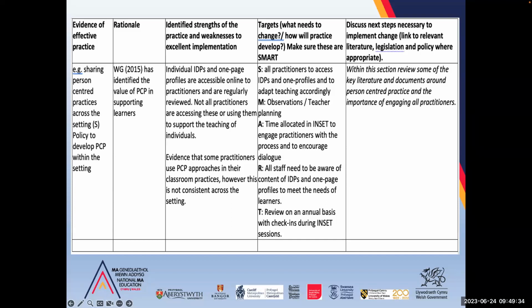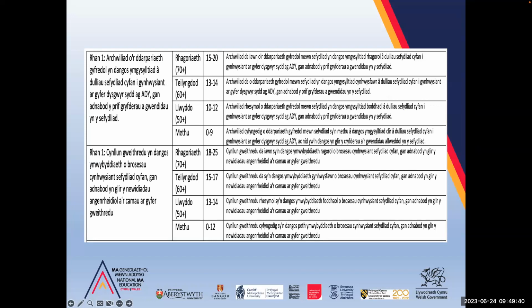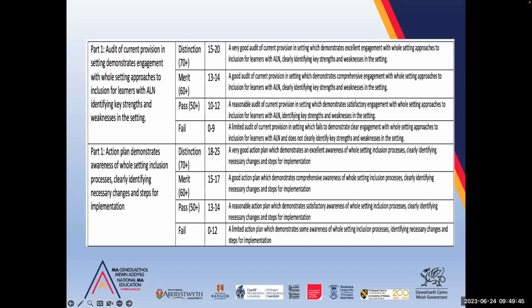Okay, so that's the first part, the audit, and then the second part, I'm jumping ahead, the marking criteria. So this is where we're going to mark you. So we've got 2 marks available for this section. So the first part that you're going to be marked on is the audit of current provision in setting demonstrates engagement with whole setting approaches to inclusion for learners with ALN, identifying key strengths and weakness in the setting. So you can see the range of marks and how we're going to award those marks.